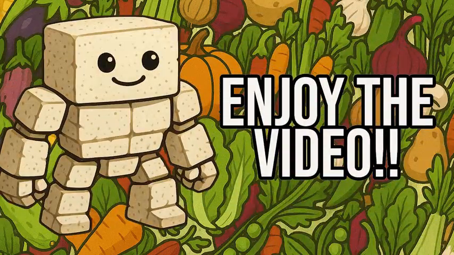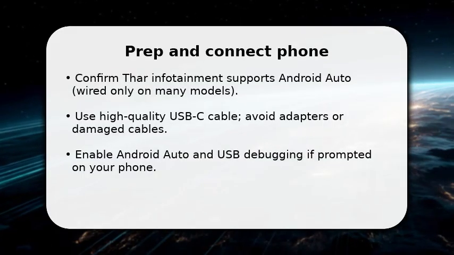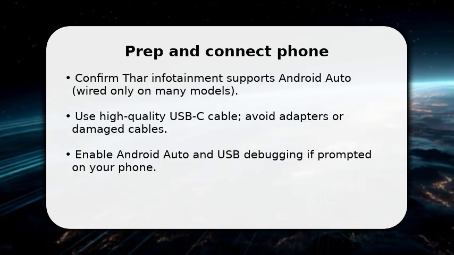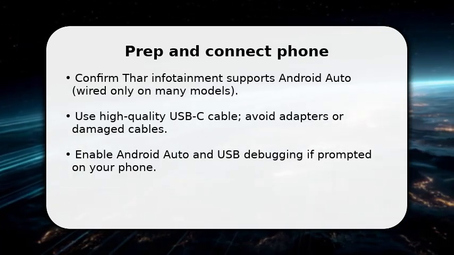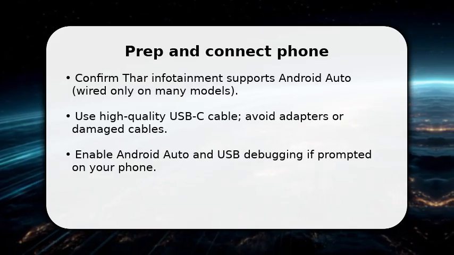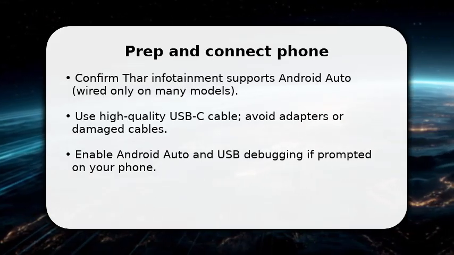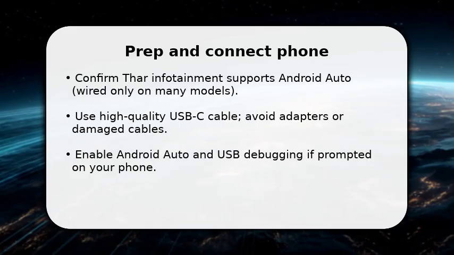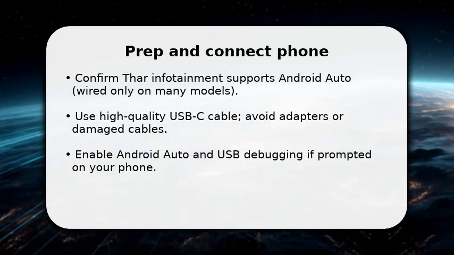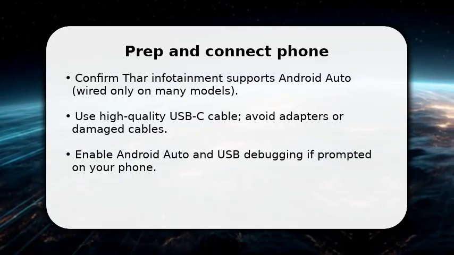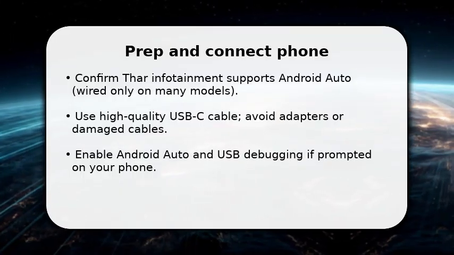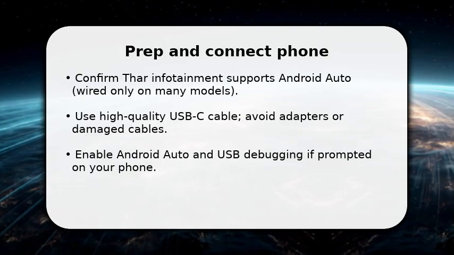Please enjoy the video. You'll start by preparing both phone and Thar. First, check that your Thar's head unit supports Android Auto. Many Thar trims use wired only. Plug a good USB-C cable into the car's USB port and your phone. Poor cables cause failure. On your phone, enable Android Auto in settings and accept required permissions.